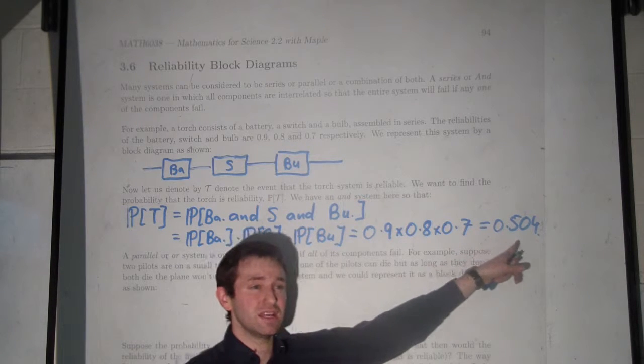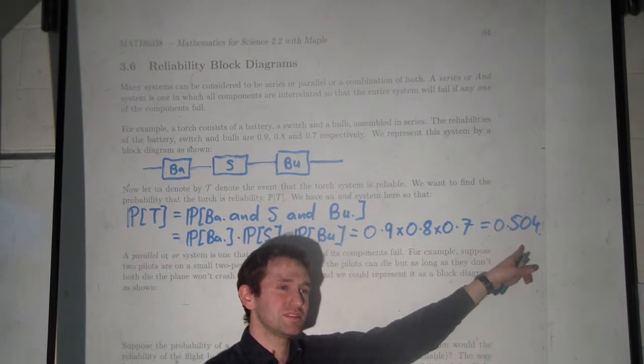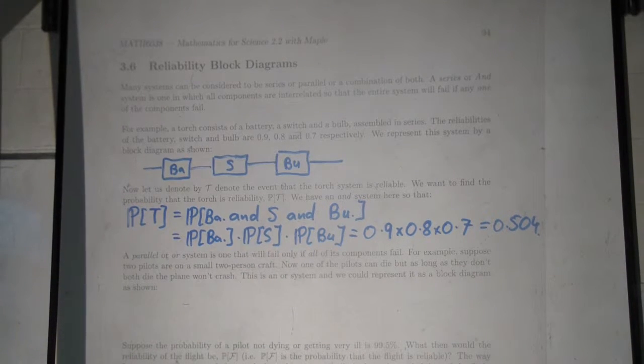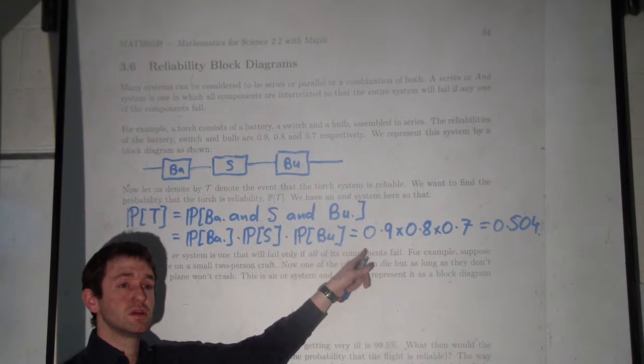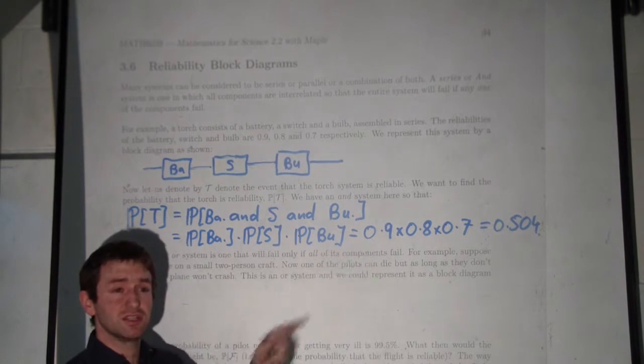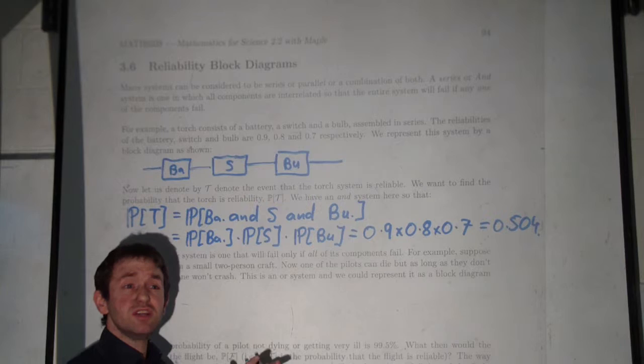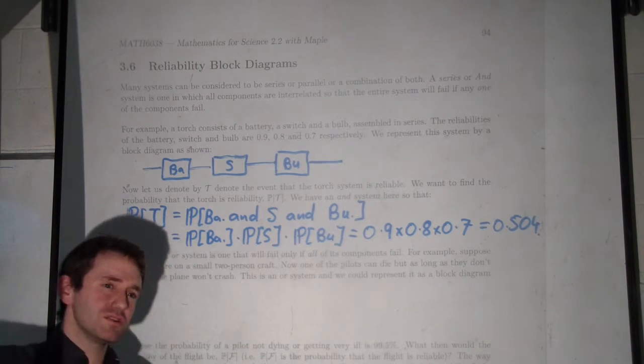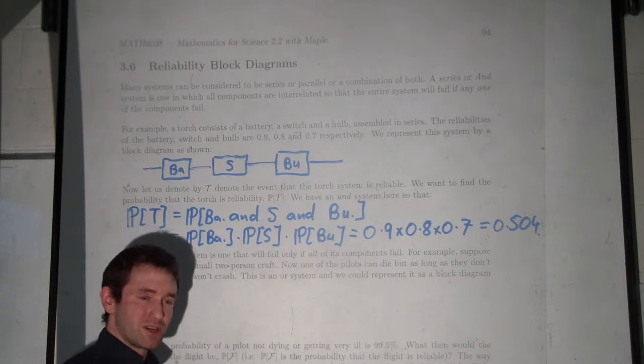The answer is about 50%. Okay, right. So that's why. The other way of looking at it is, imagine 1,000 torches. You look at the battery first. 0.9 of them work. 900 out of the 1,000 are fine. 100 don't work. Throw out the 100. So you have 900 working torches.